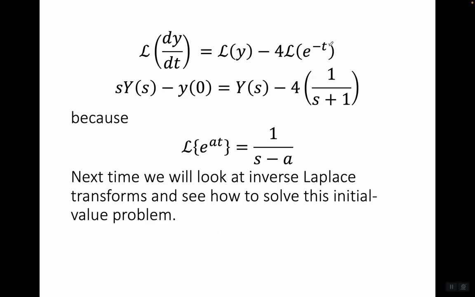Okay, so again, when we use that formula for L{e^(-t)}, we get 1 over s+1, because your a was negative 1. So L{e^(at)} = 1 over s-a, plug in a = -1, and you end up with 1 over s+1. Okay, and that's what we'd end up with on the right side.